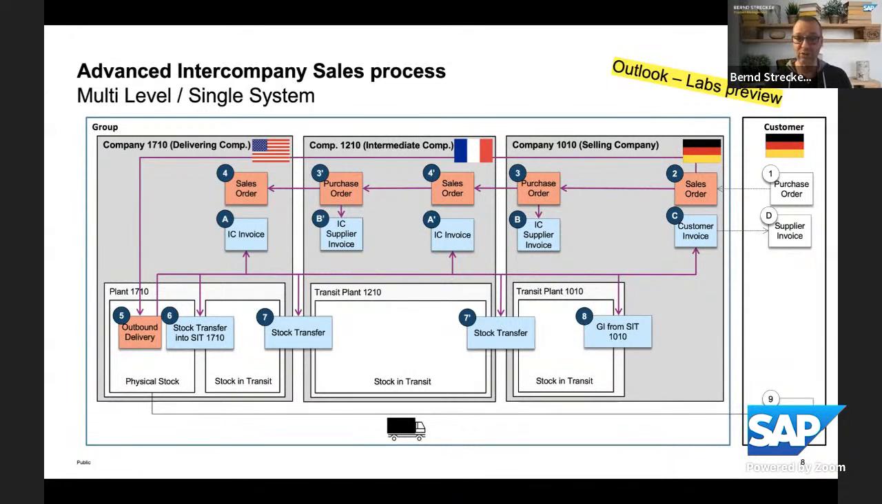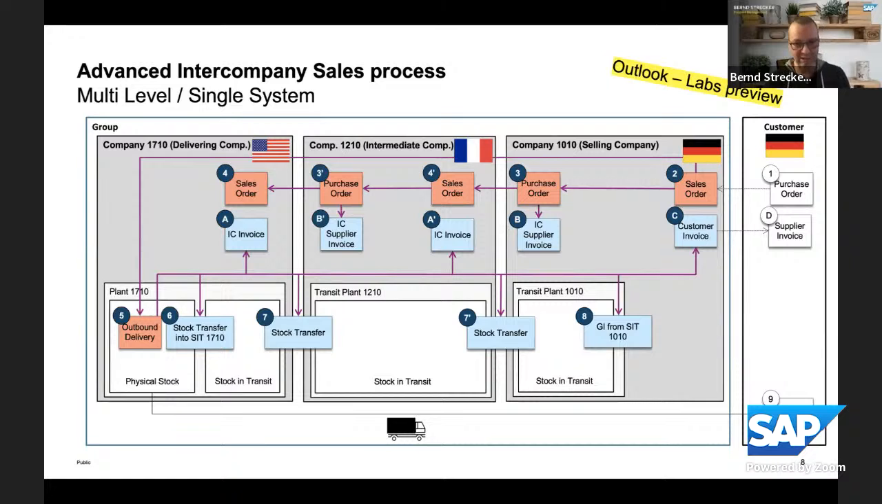Currently, it's not there. The concept stays the same. The sales order will have the US plant as a delivering plant. It will have direct access to the ATP quantities and will trigger directly the outbound delivery. And in the background, this commercial chain will be started. So purchase order, sales order, purchase order, sales order, until the sales order in the US is being created.